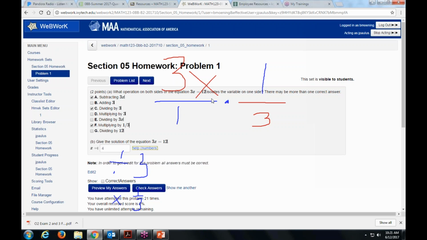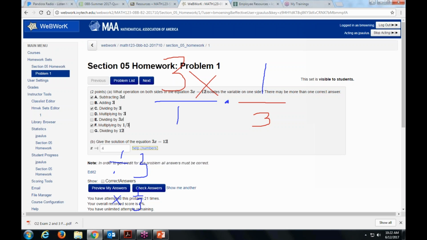So if you go back to the problem, you know that dividing by 3 is one of the right answers because we talked about that, but also multiplying by the reciprocal, which is 1/3, is the answer. So C and F would both be correct because you're dividing and multiplying by the reciprocal. The subtracting in part A has nothing to do with it.